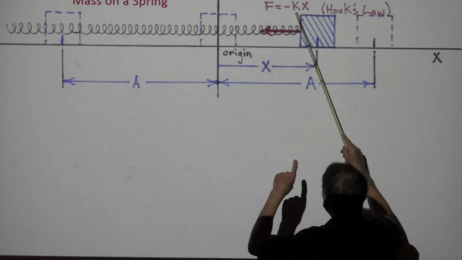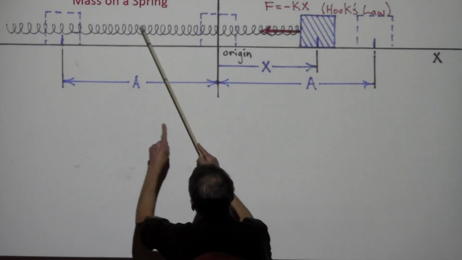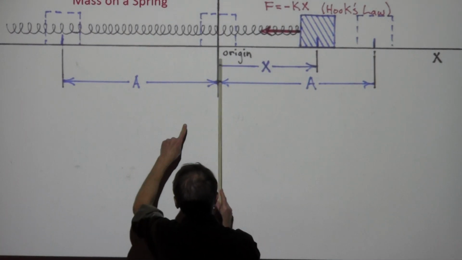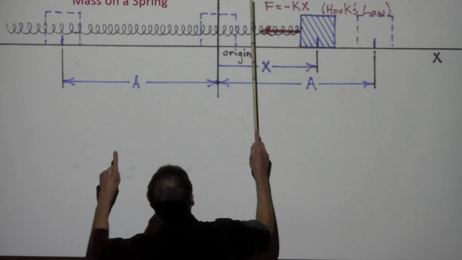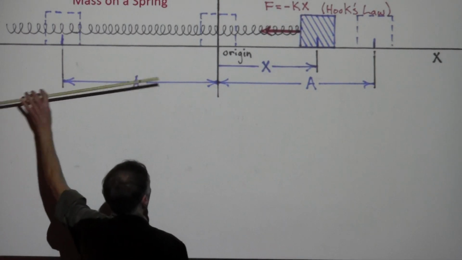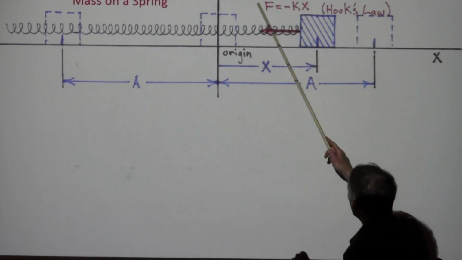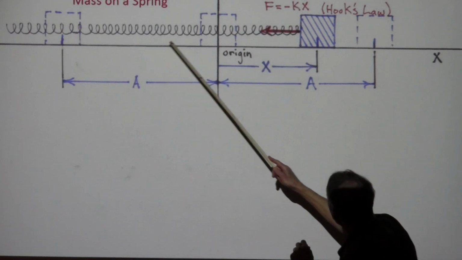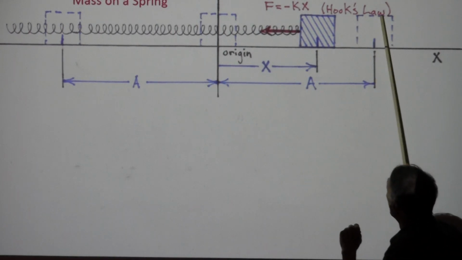This equation is good for us even when we're on the other side. When we're back over here, x will be negative, and then a negative x times a negative k will be a positive. So there's going to be a force back in this direction. So this really describes the force of the spring on either side of this thing. This is what we call Hooke's law.